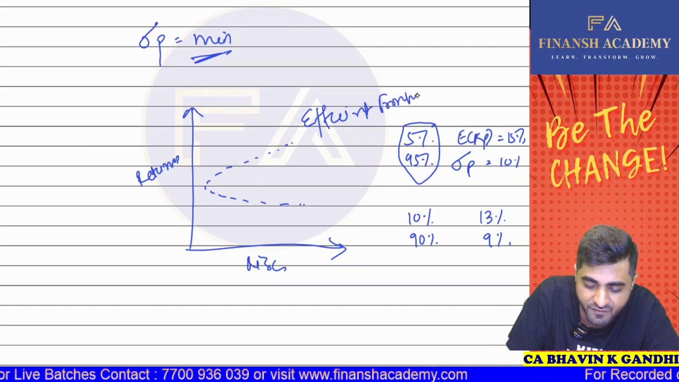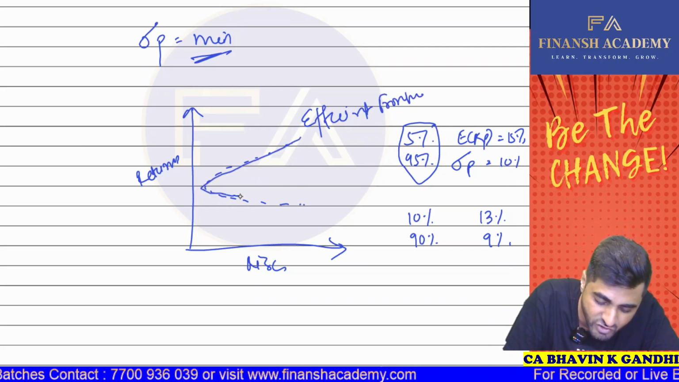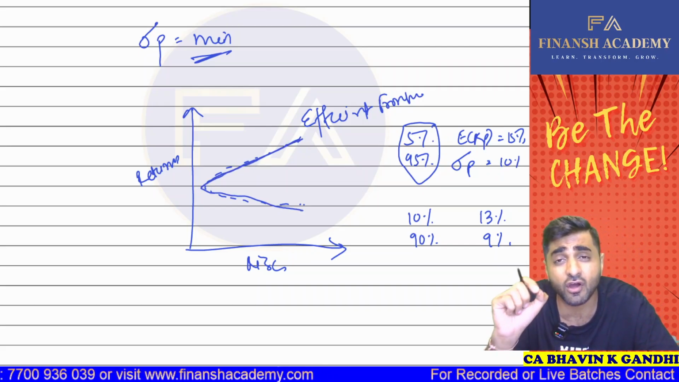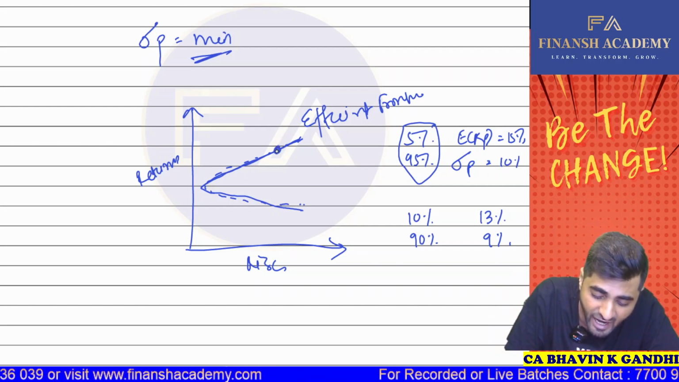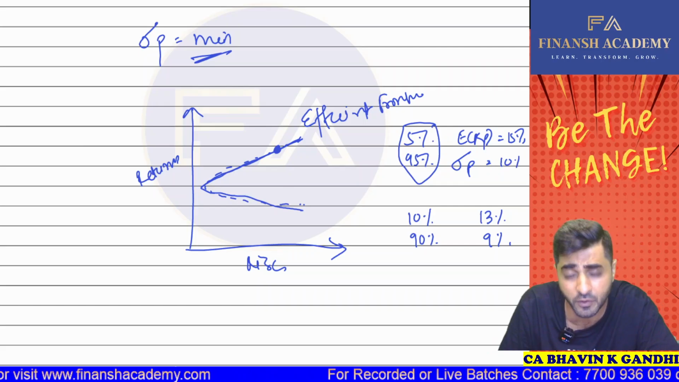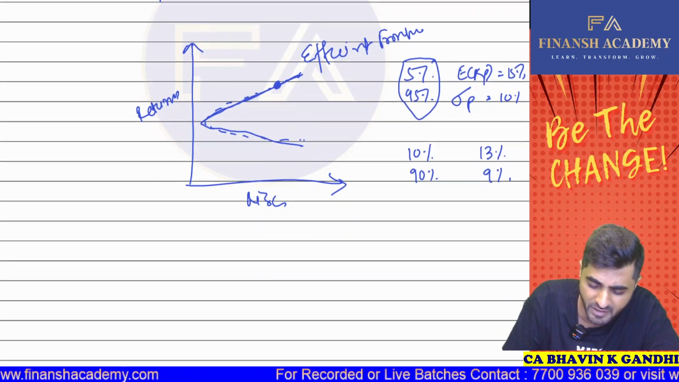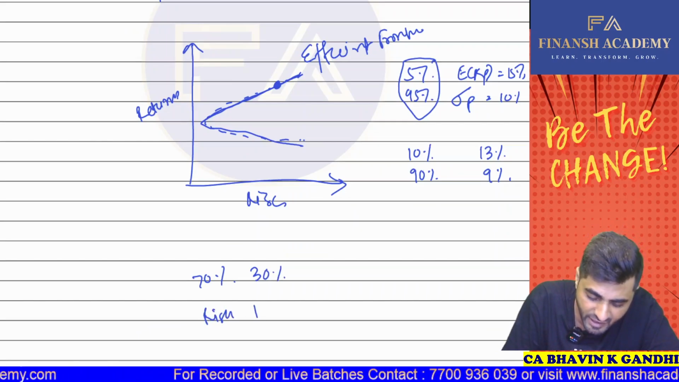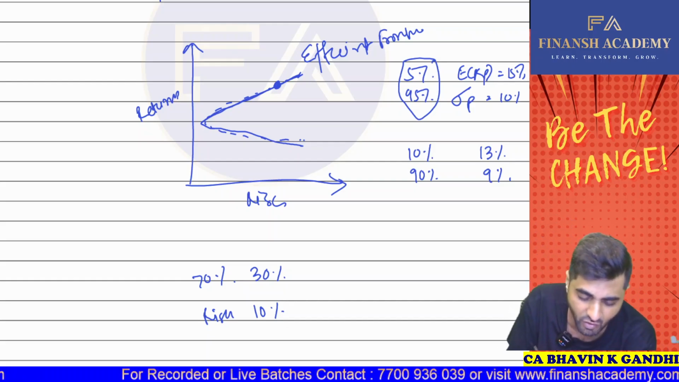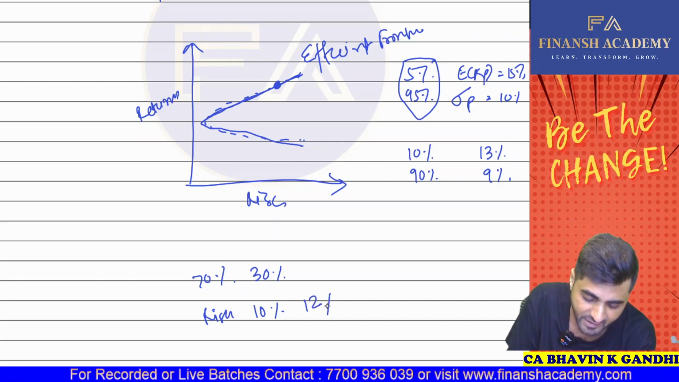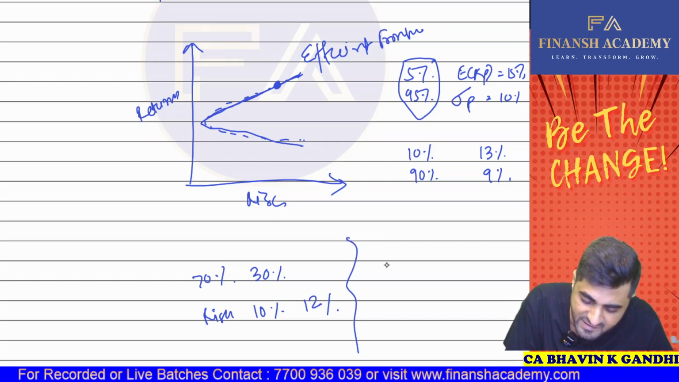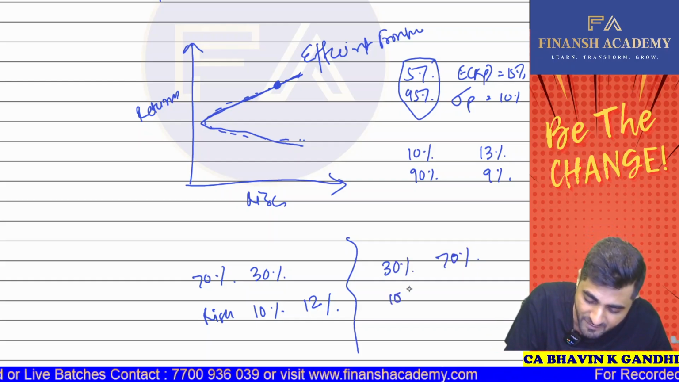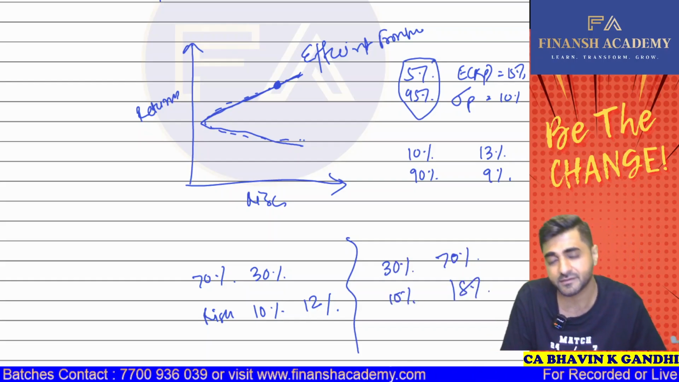Now, what is the efficient frontier? The efficient frontier is actually that particular combination of securities in which we are generating higher returns at the same level of risk. Let's say, for example, a particular 70-30 combination has a risk of 10% and a return of, say, 12%. And a combination of 30% of A and 70% of B can have a risk of 10% and a return of, say, 18%.